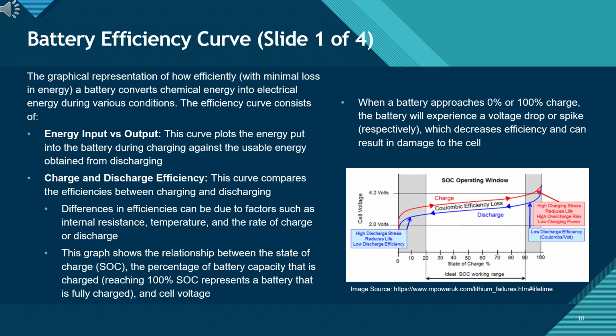In the middle range, roughly 20% to 90% SOC, the battery operates most efficiently. But as we move toward either extreme, near 0% or 100%, the voltage becomes unstable. At low SOC, the cell experiences high discharge stress, and at high SOC, charging stress increases. Both ends lead to efficiency losses and long-term damage. The key takeaway is that batteries deliver the best performance and longest life when operated within their ideal SOC window.